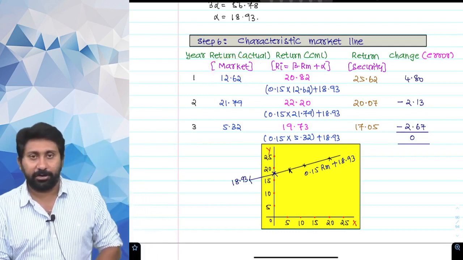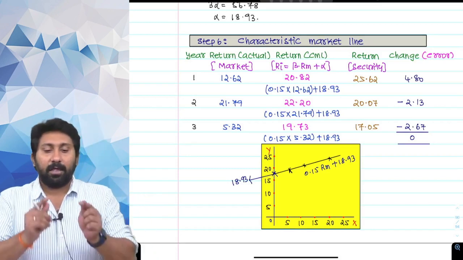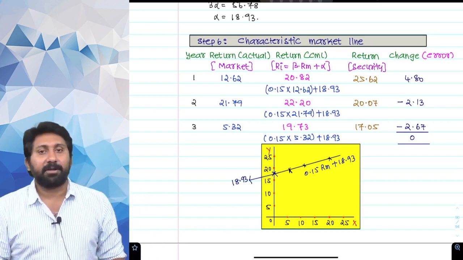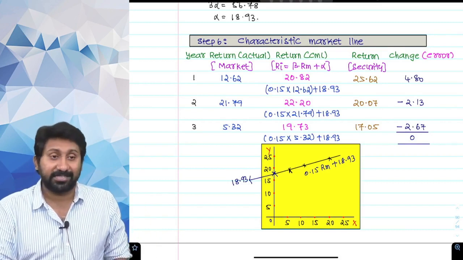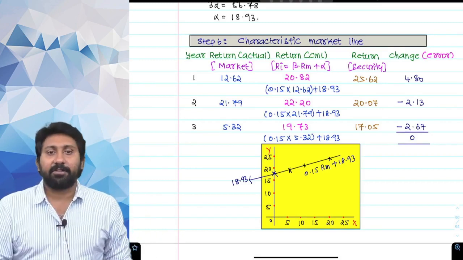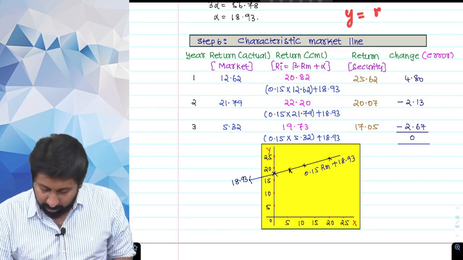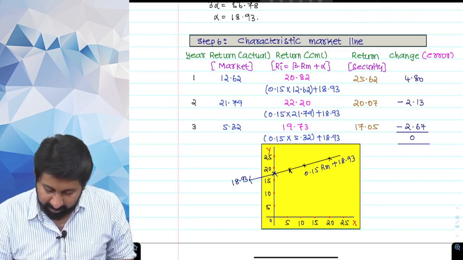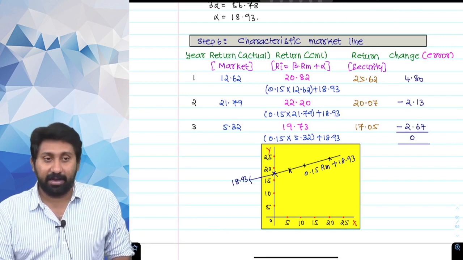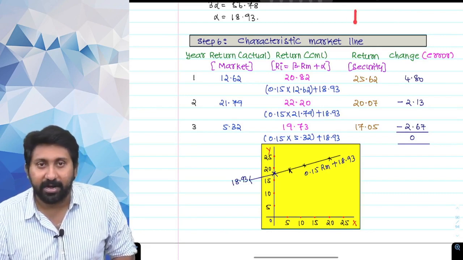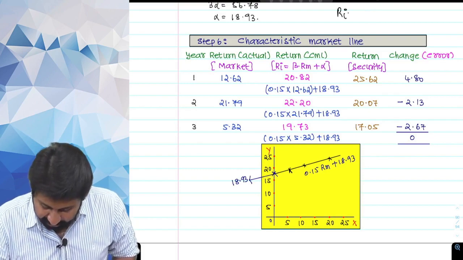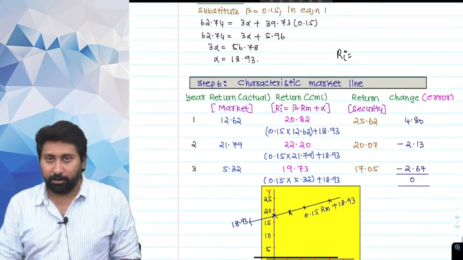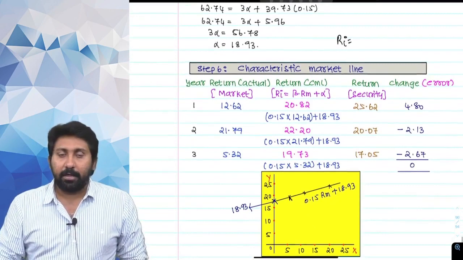Okay, 5.32. Now I want to establish a relation between two variables. What do I have to use? A straight line. The straight line equation is y equal to mx plus c. What is y? The influenced variable, meaning security return, market return, the return of an investment. So Ri equal to mx plus c.